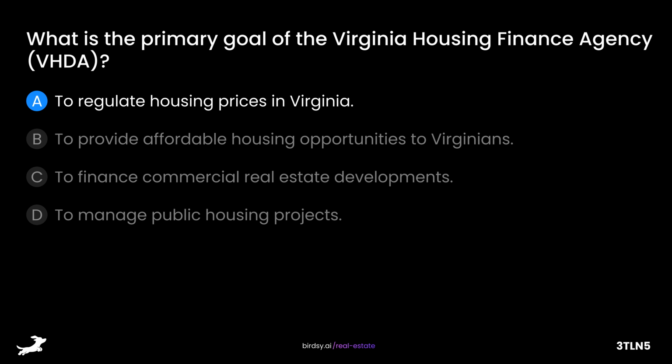Is it A, to regulate housing prices in Virginia? B, to provide affordable housing opportunities to Virginians? C, to finance commercial real estate developments? Or D, to manage public housing projects? The answer is B, to provide affordable housing opportunities to Virginians.